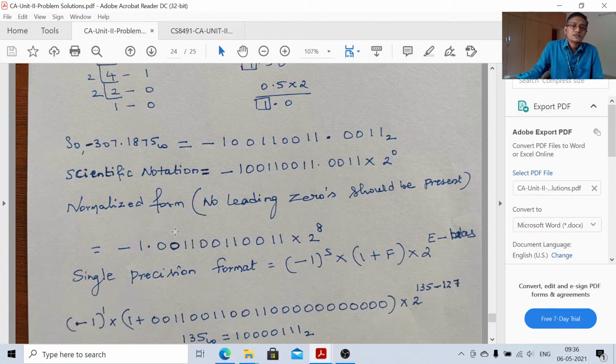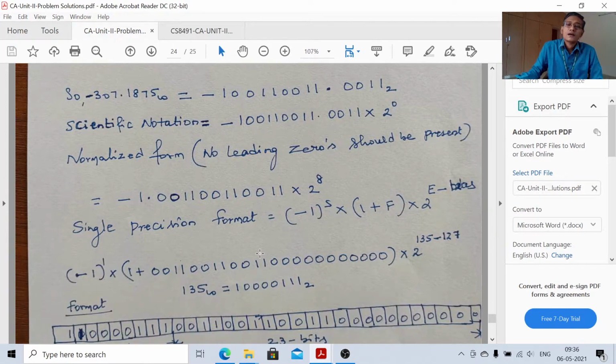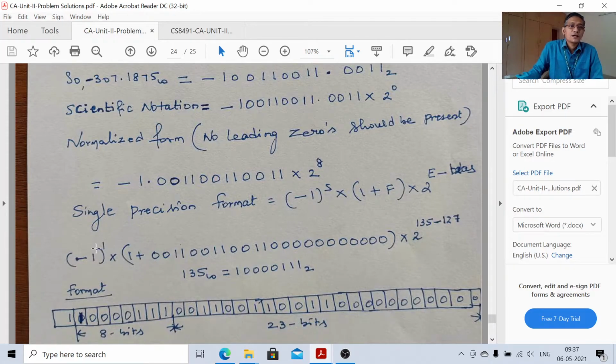After the normalized notation, we can go for the floating point representation with respect to the single precision format and double precision format. In single precision format, the exact notation is minus 1 to the power s, where s is for the sign, into 1 plus f, where 1 is the implied 1 and f is the fraction field, into 2 to the power of e minus bias. Bias for the single precision format is 127, so we need to remember that. Minus 1 to the power 1, why? Because the given value is negative, so minus 1 to the power 1 will be minus.